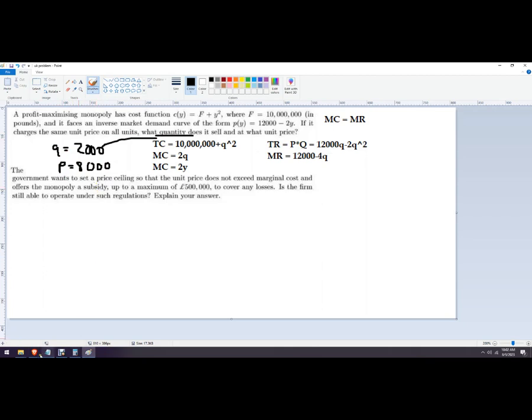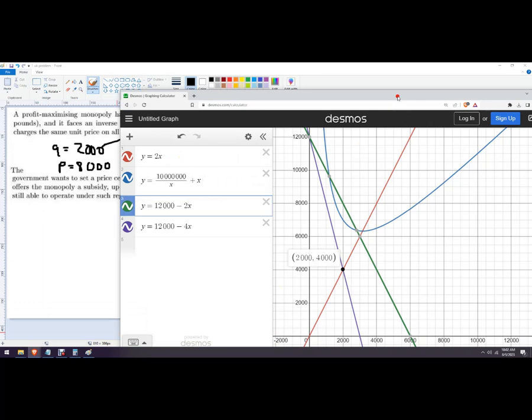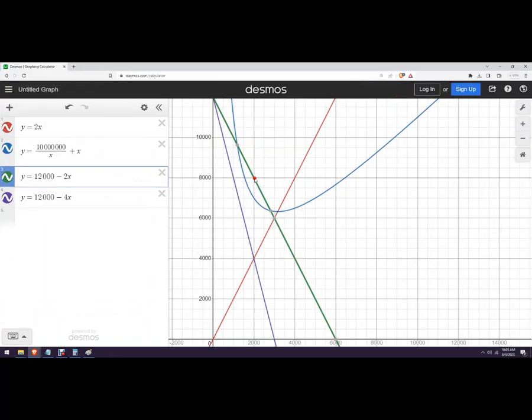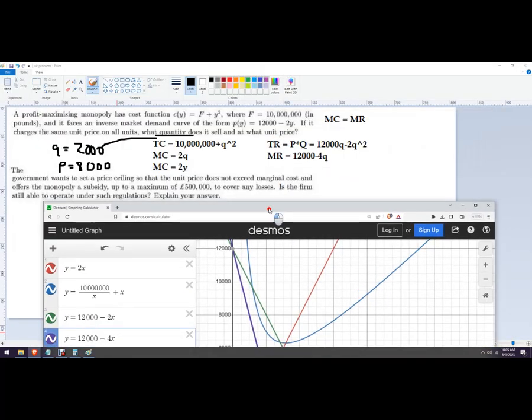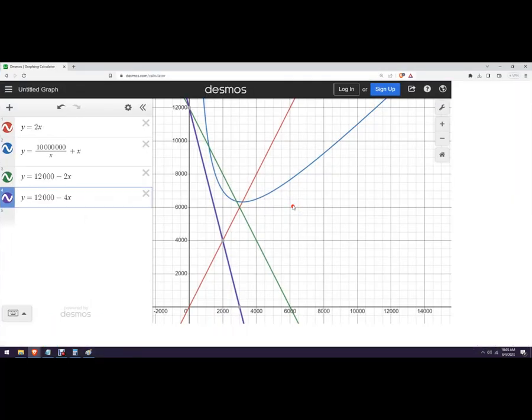Okay, now the government wants to set a price, now that it's a monopoly price. You can see it on our graph. You can see that that price is above average total cost, and there's a markup above marginal cost. So the government wants to set, what are we saying? So that the price does not exceed marginal cost. So we're going to say price equals marginal cost.